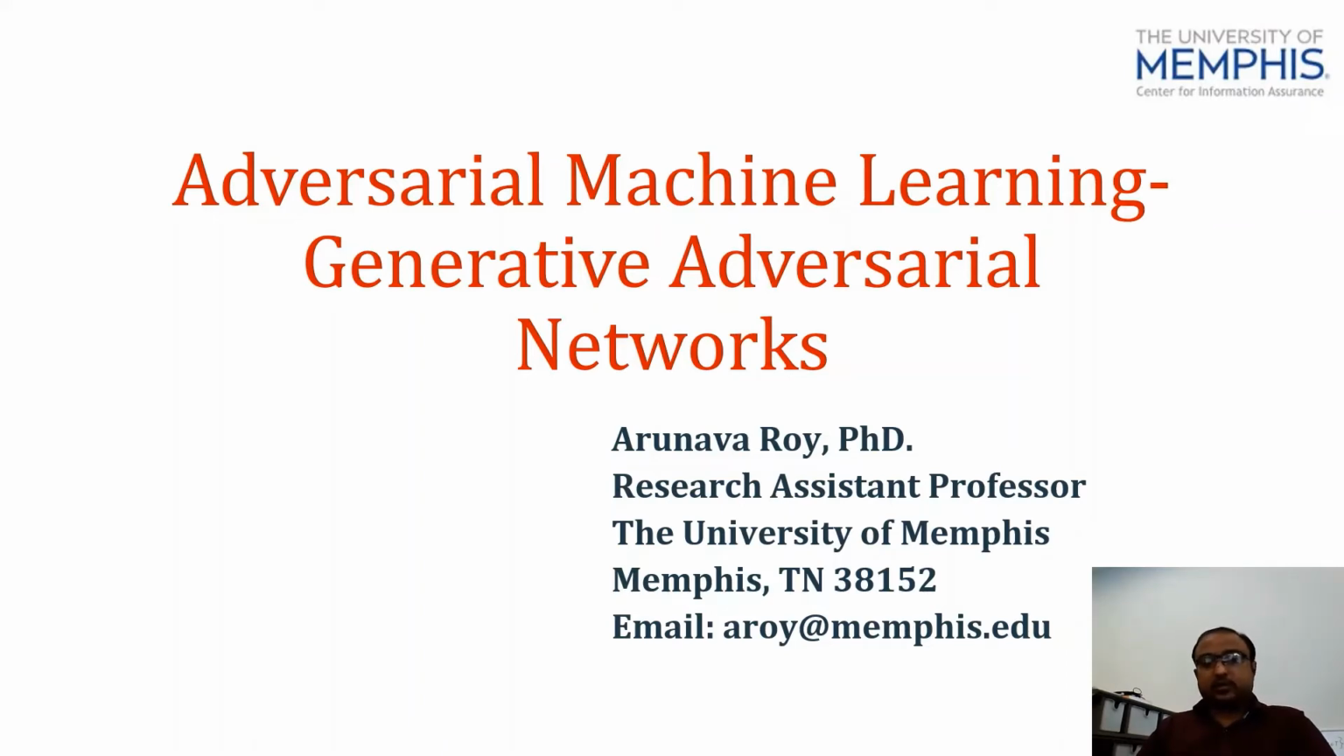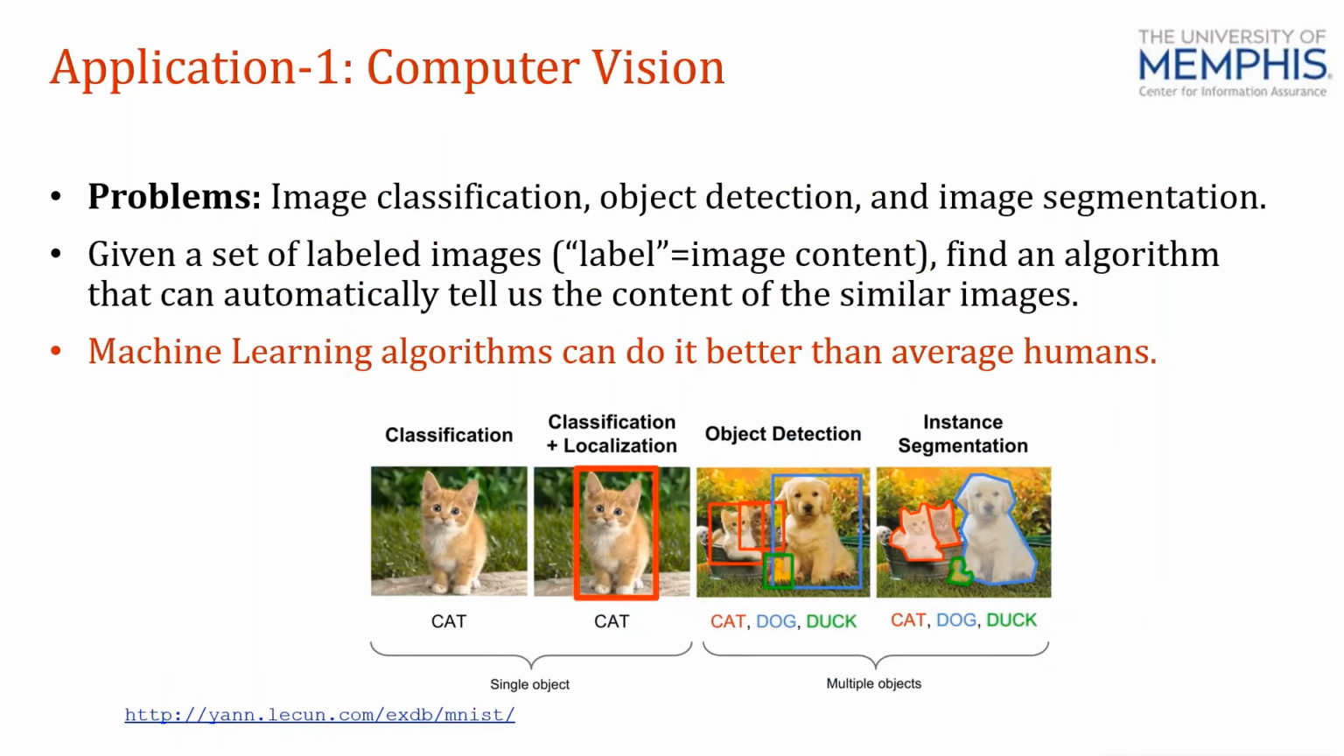So today my topic of discussion is adversarial machine learning and the generative adversarial network. I assume that all of us have a basic understanding of machine learning. Hence, let us start our discussion with a couple of examples where we mostly find the applications of machine learning. Now let us talk about the applications of machine learning.